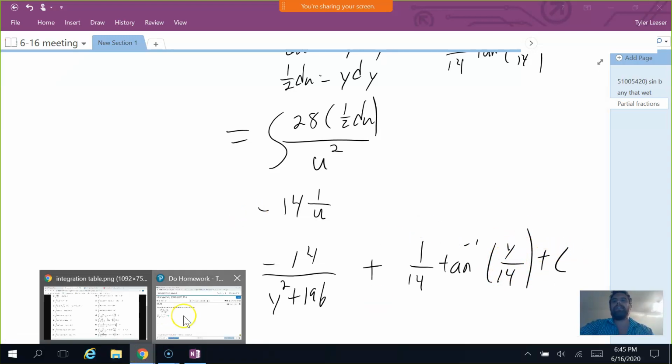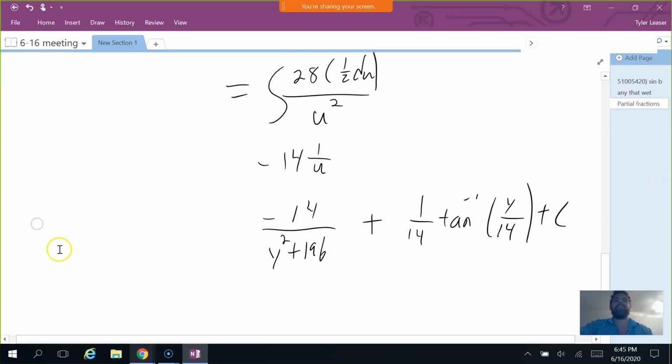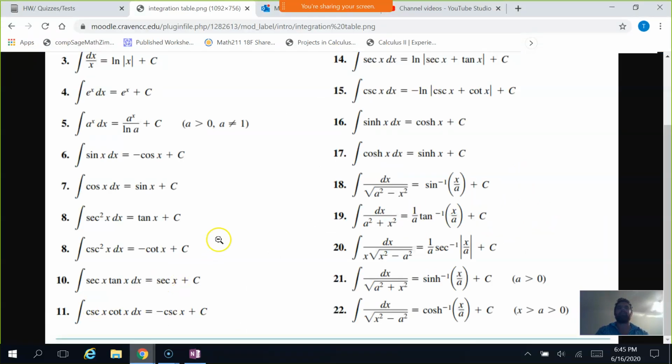Was there limits to this question? I don't even remember. No, there was not. So yeah, I'm pretty sure this is going to be our answer here: the negative 14 over y squared plus 196, plus 1 over 14 tangent inverse of y over 14 plus c.